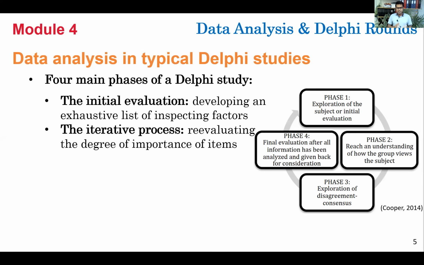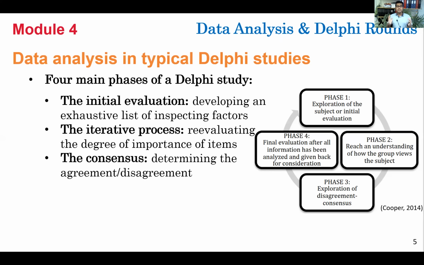The second phase, the iterative process, involves reassessing the items by asking the panel of experts to reevaluate the degree of importance of each item and eliminating those items from the list that are deemed unimportant. By comparing against a median or a percentage threshold, each item can be placed on a subsequent survey for further clarification.